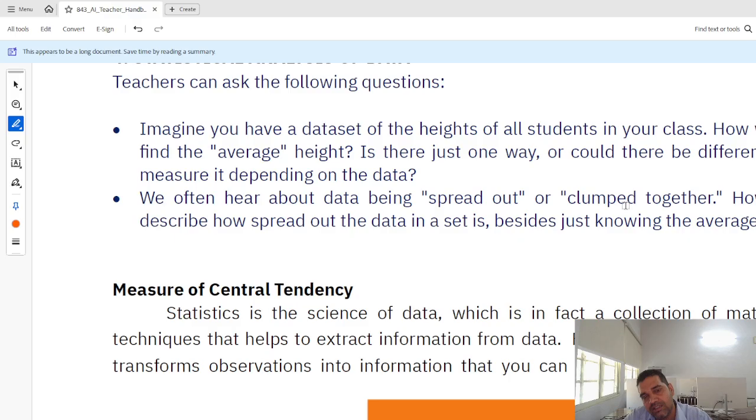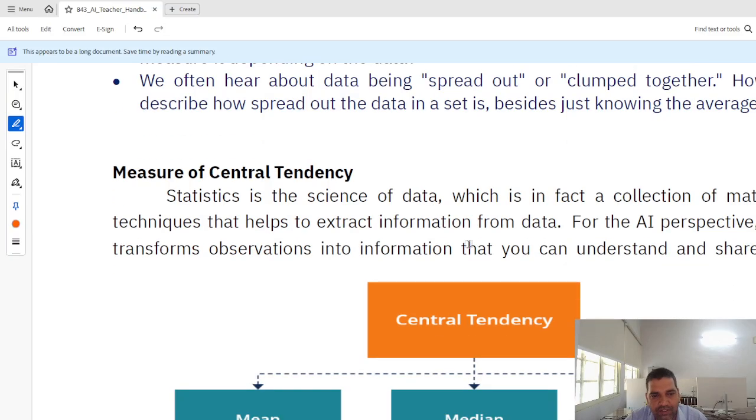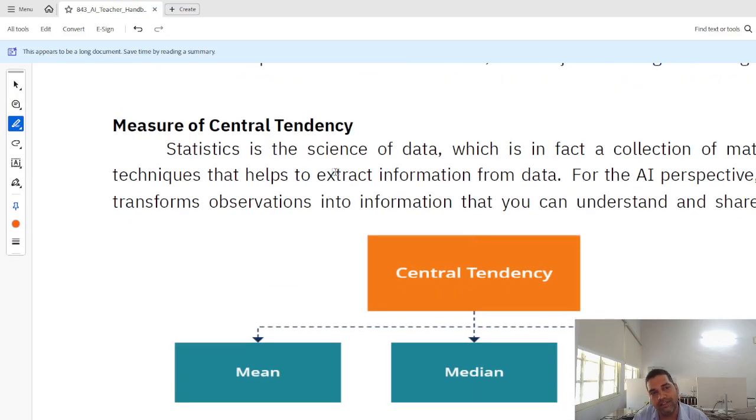Suppose the average height you got is 160 centimeters, but the highest height you got is 175 centimeters. So what is the spread from 160 to 175? 15 centimeters spread. Some students have a height 15 centimeters more than the average height. Some students have a height 15 centimeters less than the average height. So this is called the variance. All this we'll study. So, measures of central tendency.